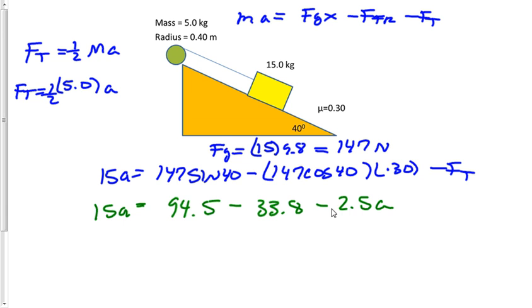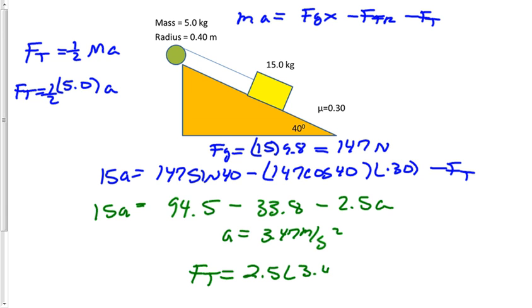Let's go ahead and group our like terms. So that would go to the other side, and then you would end up dividing these two, once you subtract them, by 17.5. We find the acceleration of the box is 3.47 meters per second squared. Okay, then all we got to do is plug the acceleration into this expression to get force tension. And force tension is equal to 2.5 multiplied by 3.47. And that equals 8.68 newtons.